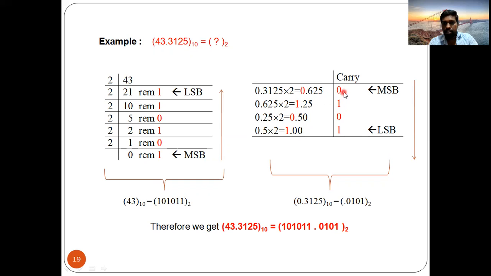So in the case of the fractional part, you should collect the values from top to bottom. In the integer part, you take values from bottom to top, but in the fractional part, you should take from top to bottom. If you take top to bottom, you will get 0, 1, 0, 1 as your answer. So 0.0101 is the answer. Combine the integer part and the fractional part, and this is the answer. These bits are the answer for the integer part, and these bits are the answer for the fractional part. Like this, you need to do.